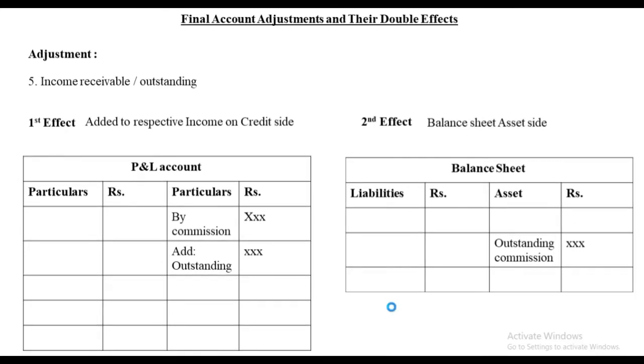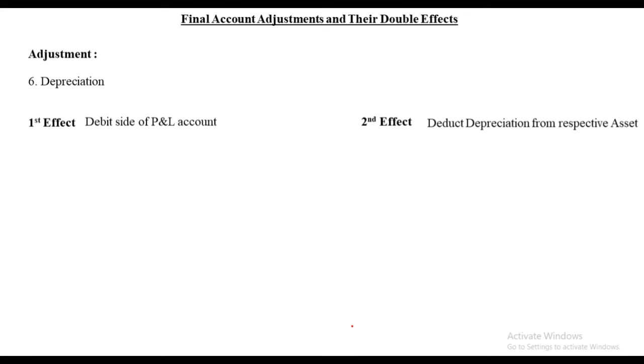Okay, now next, adjustment number 6. Adjustment number 6 is based on depreciation. Now, the very first effect of depreciation will be that it will appear on the debit side of P&L account, and second, it will be deducted from the respective asset on the asset side of the balance sheet.